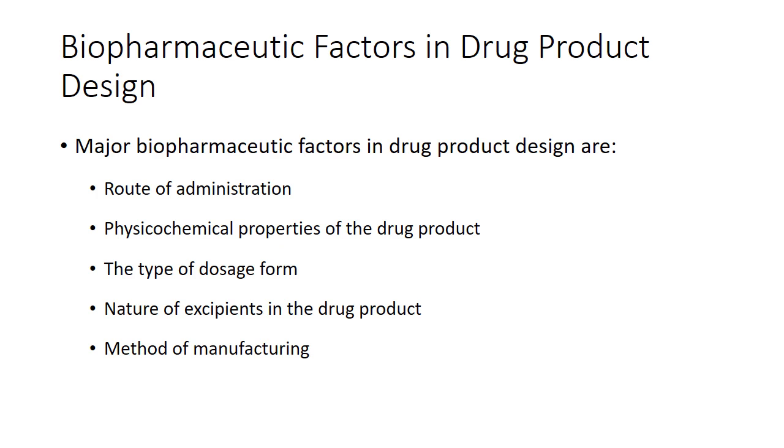Physical chemical properties of the drug product are really going to be important in determining how we need to formulate it. The type of dosage form will determine how we formulate it. If it's going to be a tablet, we have other considerations than if it's a capsule or a cream or something like that. Nature of the excipients in the drug product. We'll get into all the details on these, but that's going to be a relevant factor. And then the method of manufacturing might change based on the dosage form and the route of administration, things like that.